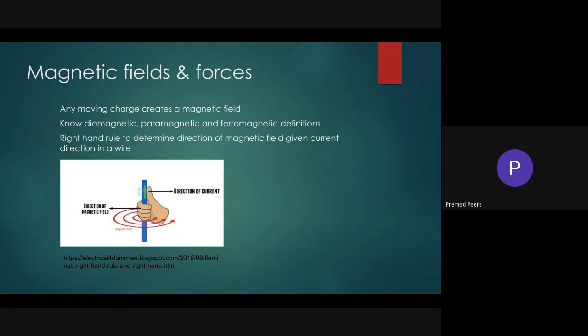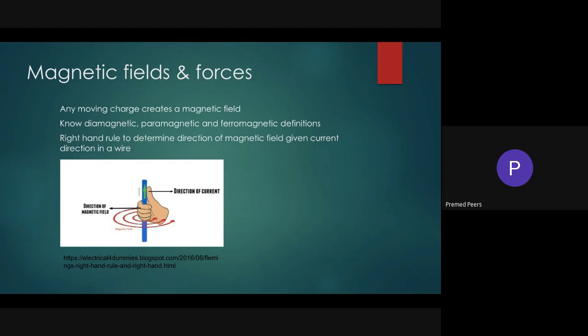This is more in the chemistry section, so I didn't put this on the slide, but I would just know the definitions of these and know the differences between them. Beyond that, you don't have to memorize which materials are which. Maybe be able to look at a periodic table and see electron configurations.